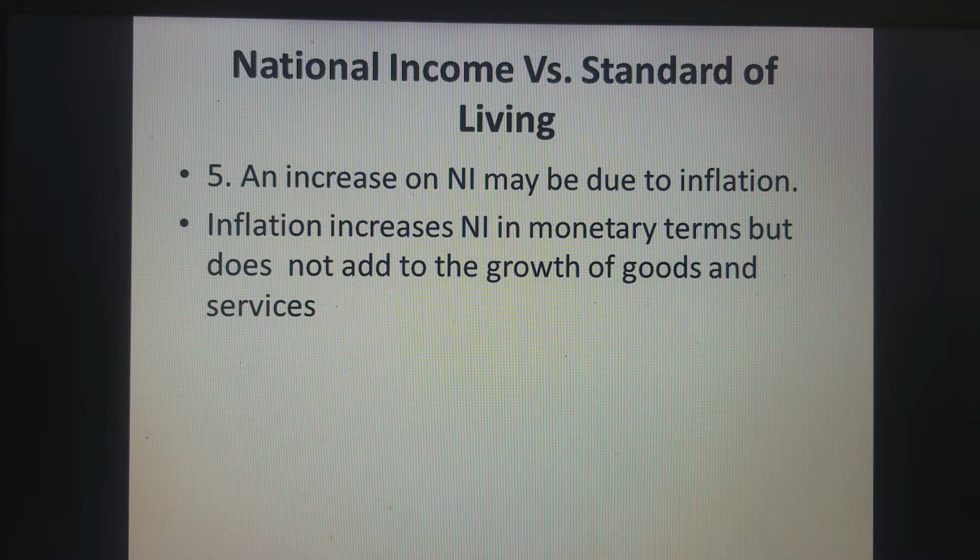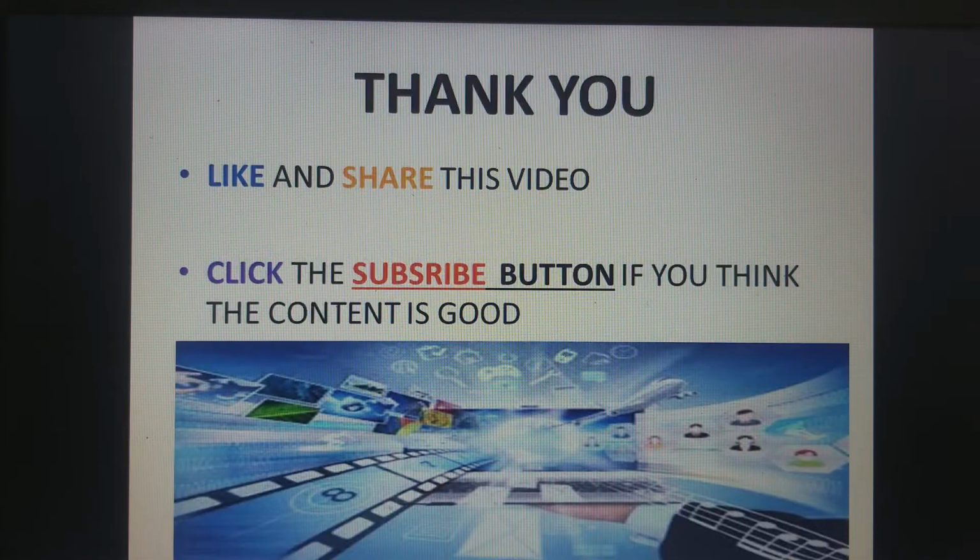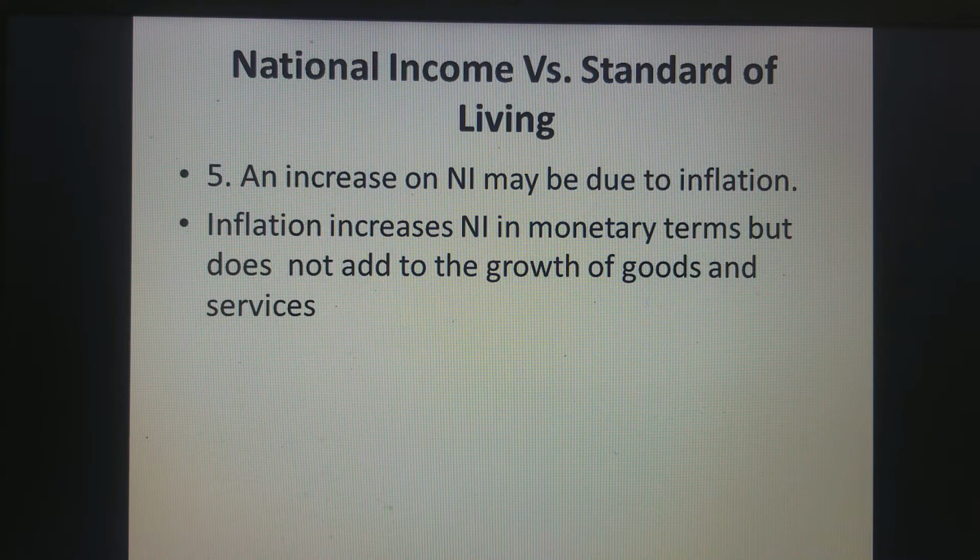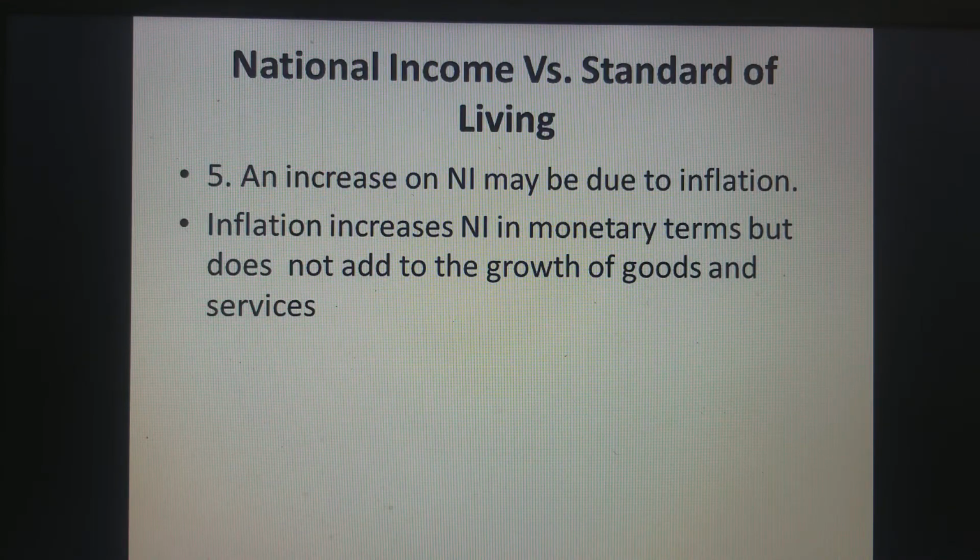Now, an increase in national income may be due to inflation. Inflation increases national income in monetary terms, but does not add to the growth of goods and services. So, let me go back to this and say, what we're saying here is that inflation may cause more availability of monies, and really inflation is where we have a lot of money chasing few goods. So it may seem when we add a lot of monies in the economy, right, that the country has a high national income, yes, but you cannot conclude that there is growth taking place in relation to goods and services being produced.